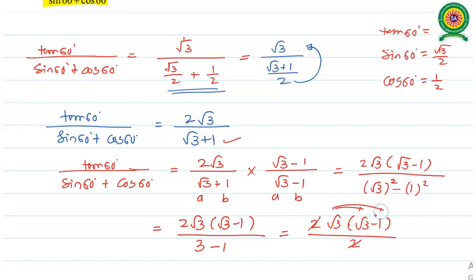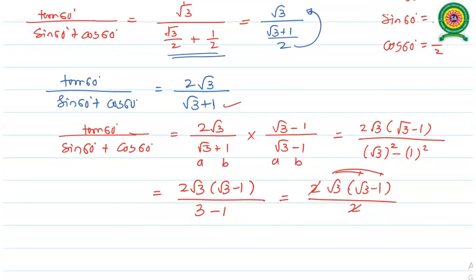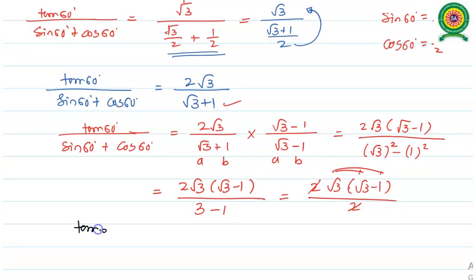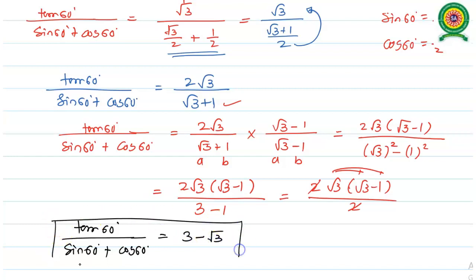Try to distribute this root 3 over the bracket, so I am writing the value of tan of 60 degree divided by sine of 60 degree plus cos of 60 degree is equal to root 3 into root 3 becomes 3. So 3 minus root 3 into 1 is root 3. So 3 minus root 3 is the value of tan 60 divided by sine 60 plus cos of 60.